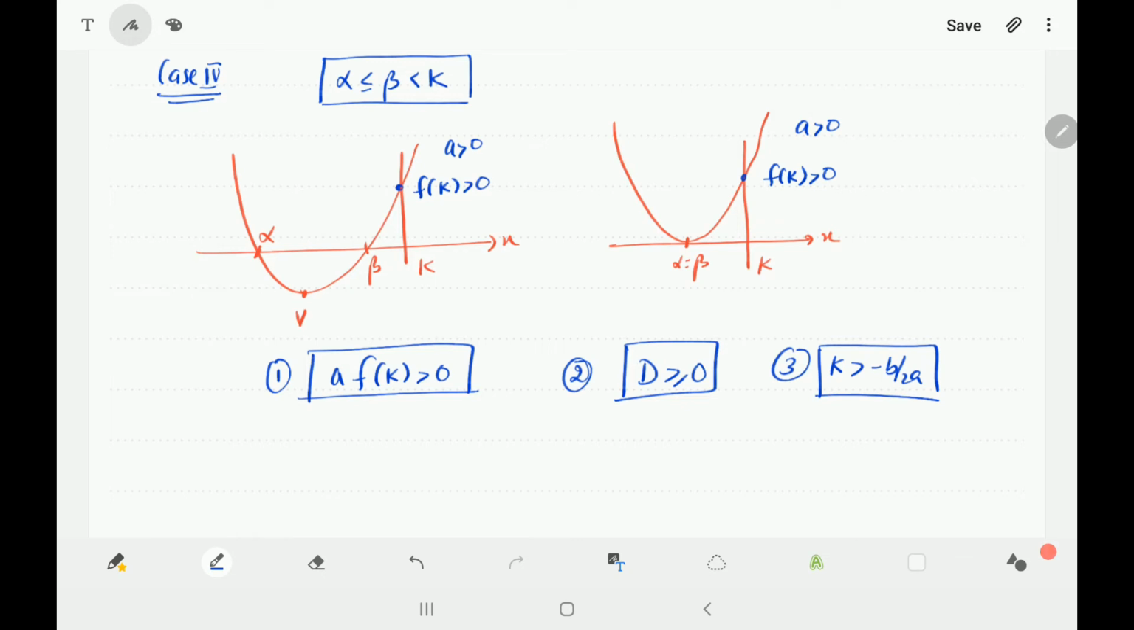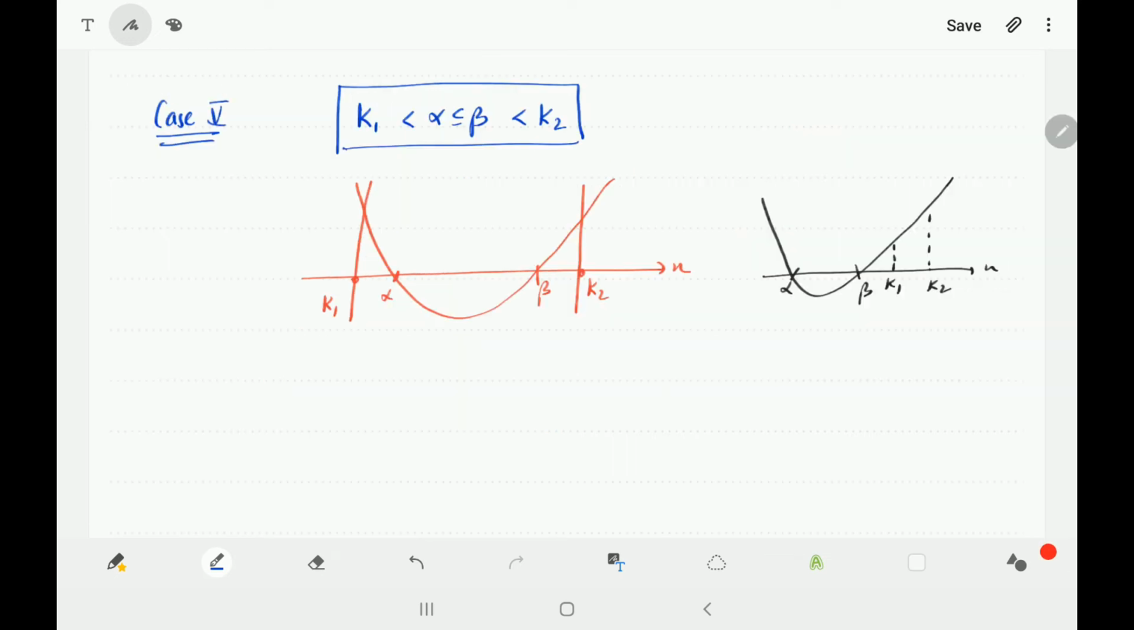So the three conditions for this particular case are that a into f of k is greater than 0, intersection D is greater than or equal to 0, intersection k is greater than minus b by 2a. Now you might be getting to know one more thing which is very clear: if a into f of k is greater than 0, then k cannot lie between the roots. k will be either outside the roots, or otherwise there will not be any real roots for the particular parabola.